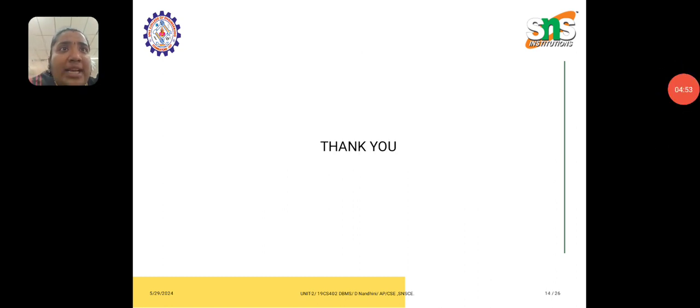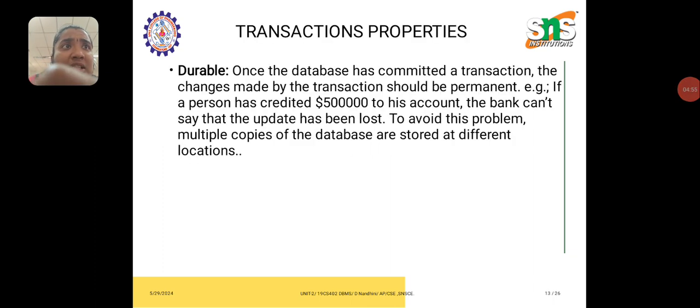So it can be said that the operations and updates taking place may need durable storage. To avoid this problem, multiple copies of the database are stored in different locations to overcome this durability situation.